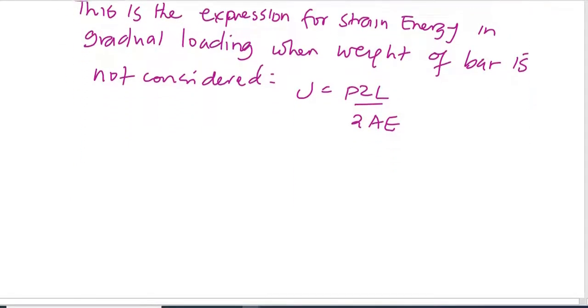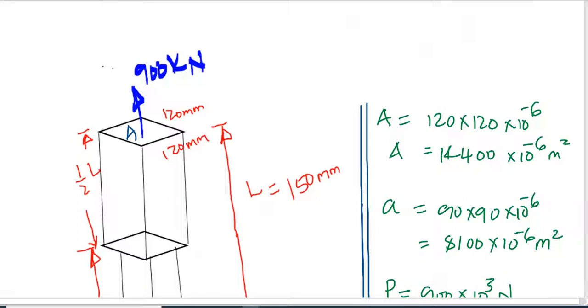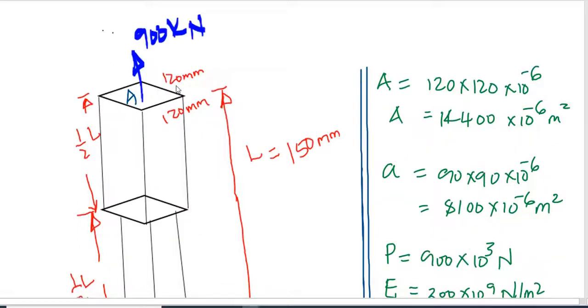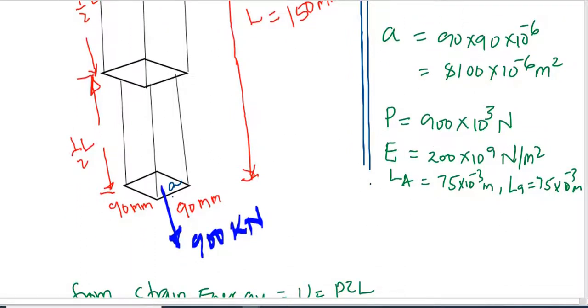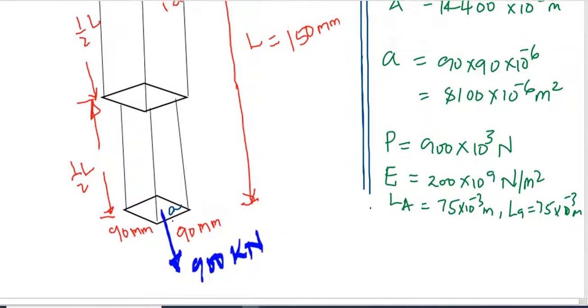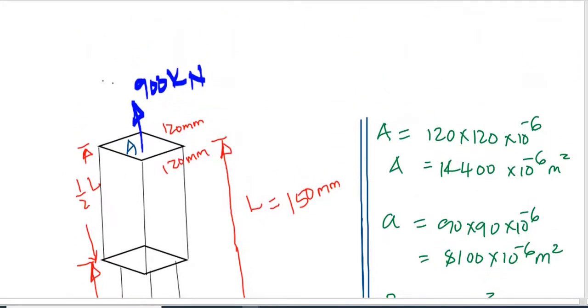So that one is over. Now let us look at part 2. Part 2 gives us a bar that changes over its length. One part, half of the length, has a section of 120 by 120. The other half has a cross-section of 90 millimeters by 90 millimeters, and it is holding a force of 900 kilonewtons, which is tensile.